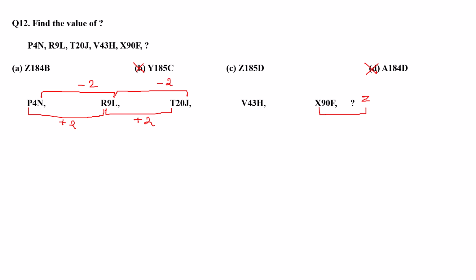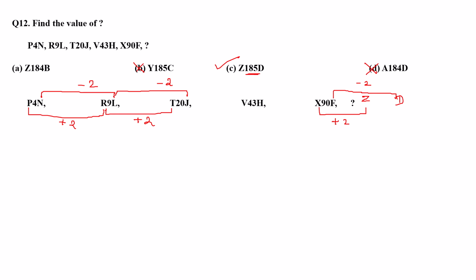Same way for F, if you go 2 steps backward, then you will reach D. So this starts with Z and ends with D. From there, if you see, C is the correct option. But let's find out how this 185 is coming.